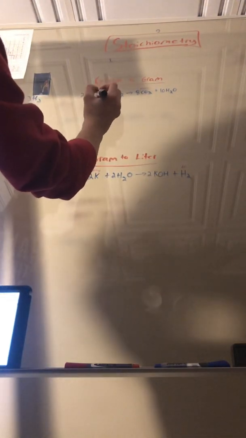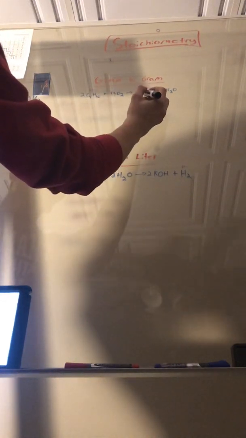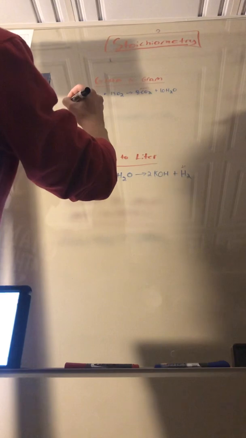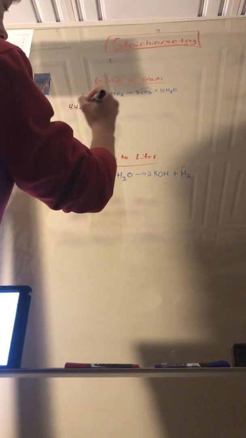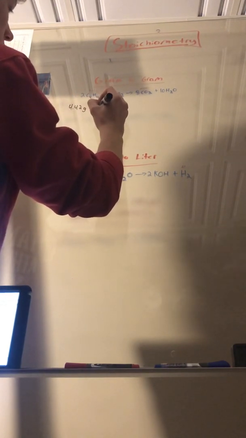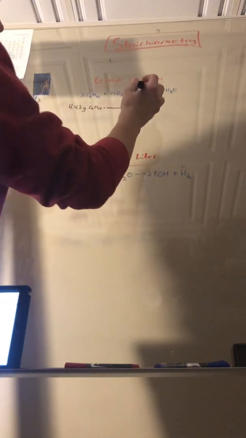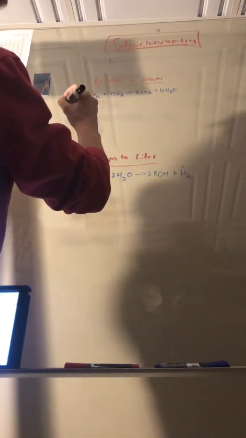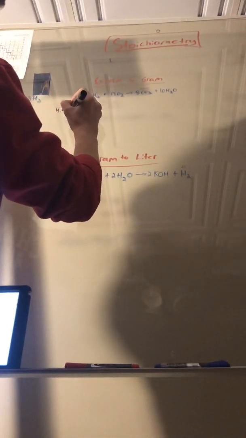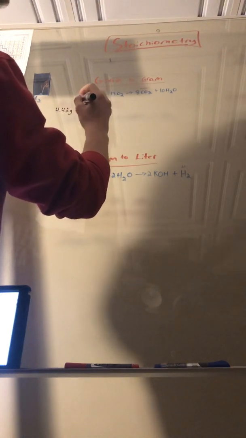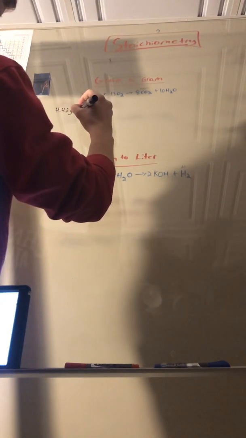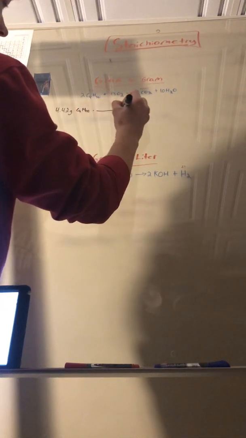All right, so you're given 4.42 grams of C4H10, which is butane, and you want to find the mass that would make of CO2 in this reaction. So you start off with 4.42 grams C4H10. Now you want to convert that into moles because you're going to need to do your mole ratio.